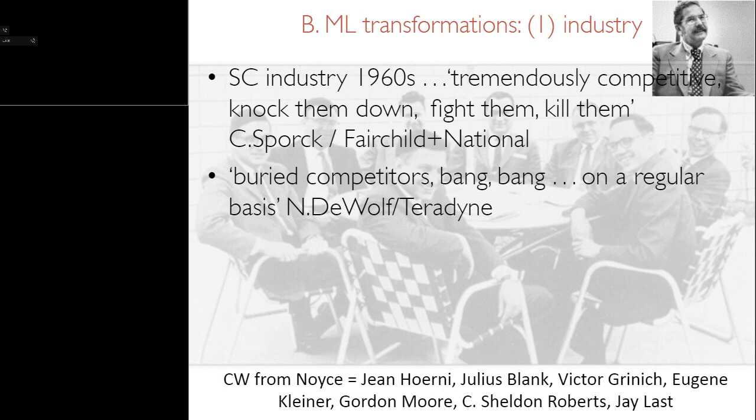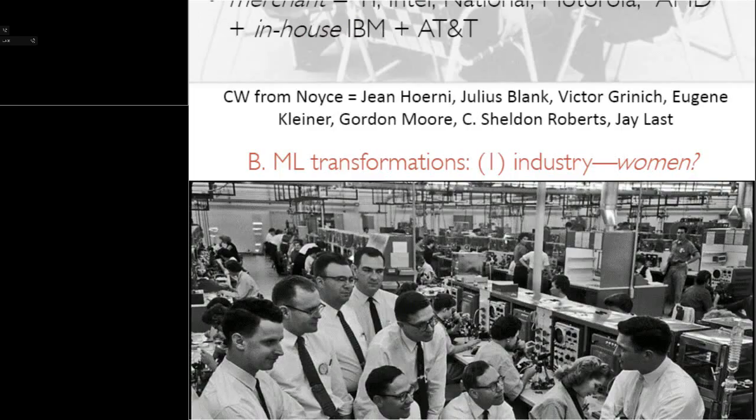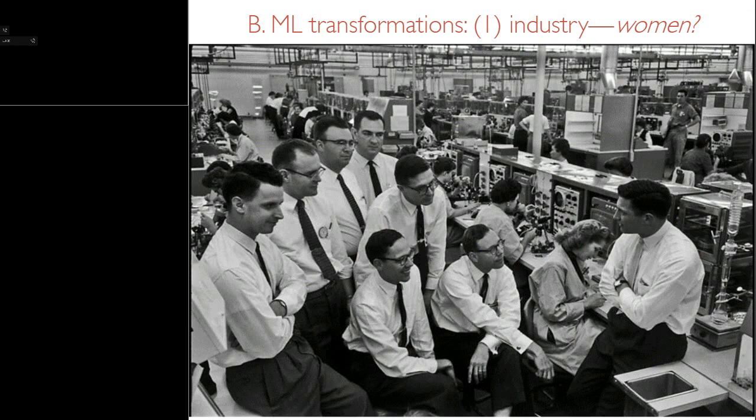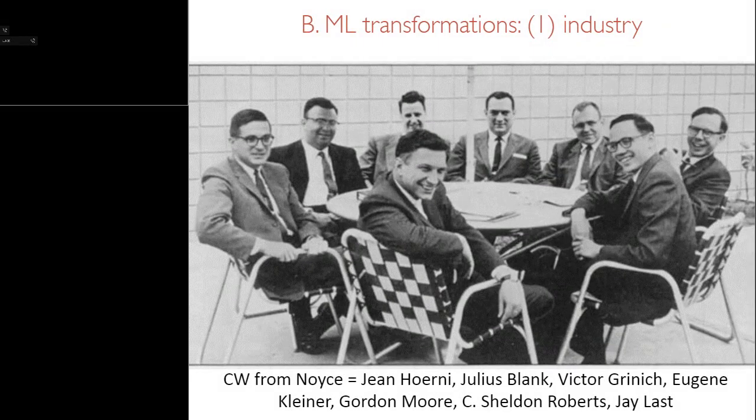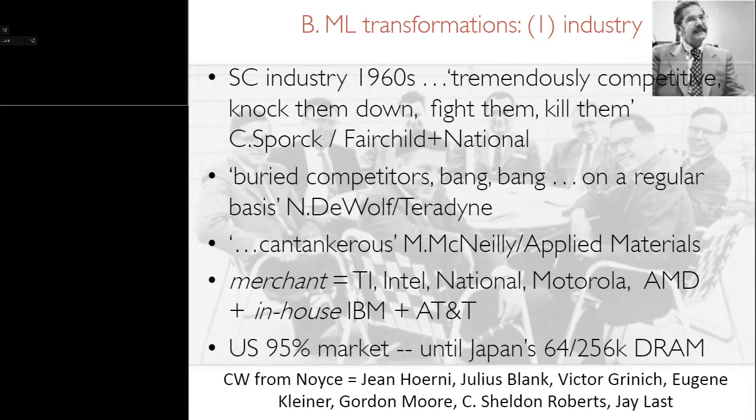So next slide. The merchant companies that emerged were TI, Intel, formed in 1968, National Semiconductor, Motorola, AMD, and also there were two large in-house manufacturers. That was IBM for its own computing systems and AT&T for its military electronics as well as for the phone system. And this situation seemingly led to a certain kind of success. Next bullet point, the U.S. companies had something like 95% of the U.S. market until the Japanese and their very active transistor and semiconductor industry started making headway with both 64K and 256K DRAMs. That's the dynamic random access memory. So next slide.